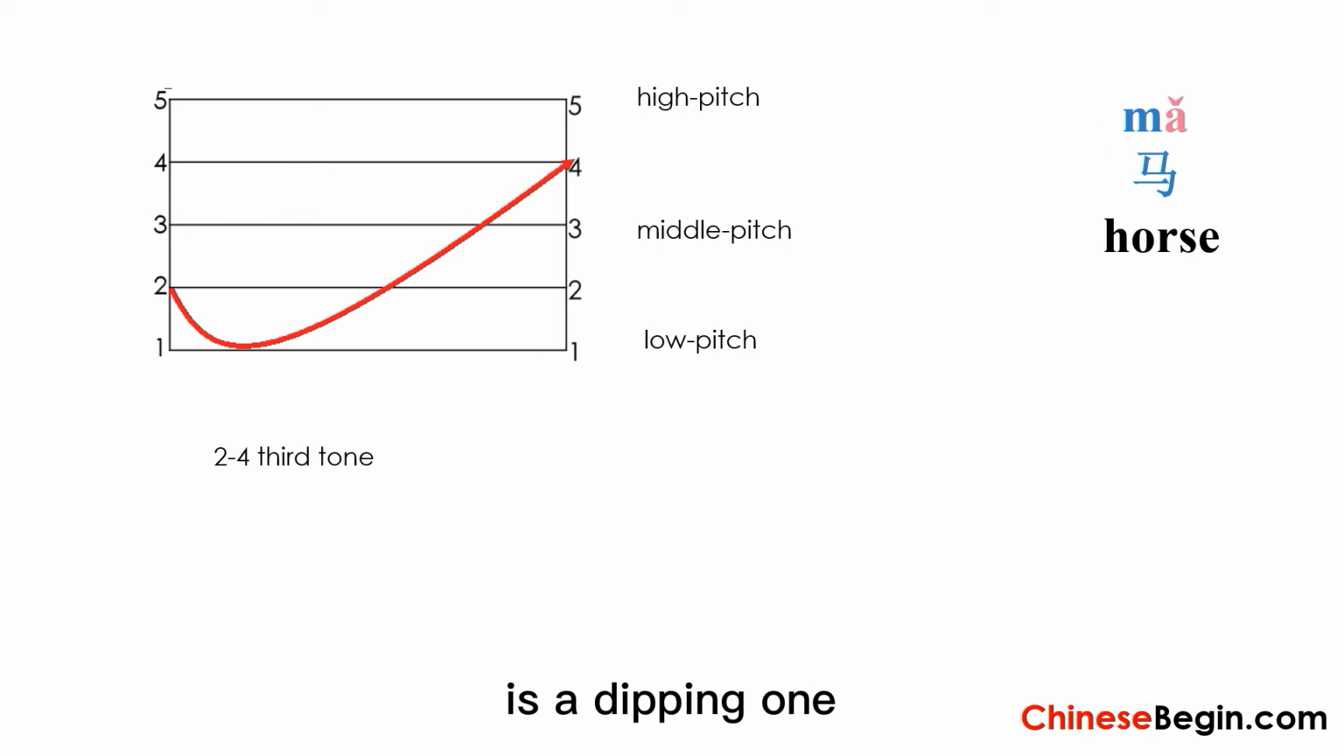The third tone is a dipping one. It looks like a tick. The pitch goes from middle to low to high, like when you say the letter B. The third tone is indicated using the word ma. Ma, this character means horse in English. Okay, please read after me. Ma, ma, ma.